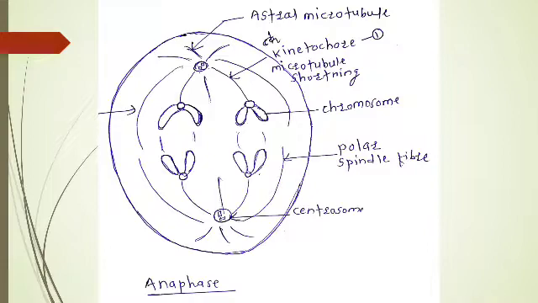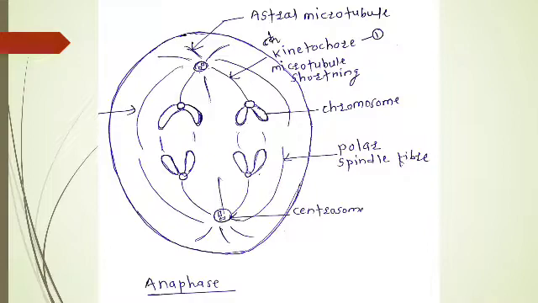On both the ends, centrosomes are found. The upper centrosome and the lower centrosome. And you can see in the figure, from both the centrosomes, different types of spindle fibers arise. You can see there are three types of spindle fibers that arise from the centrosome.